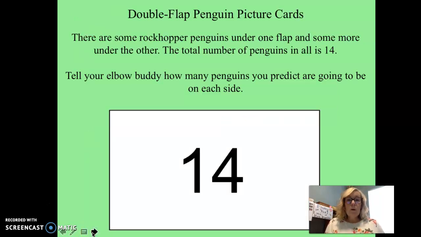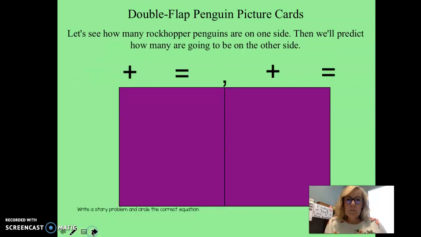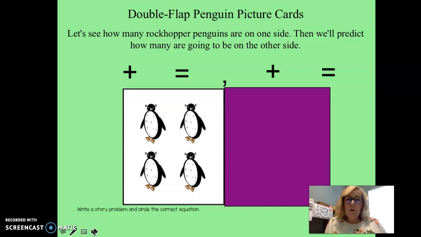Okay. We're going to use double flap cards again. Today they have pictures of penguins rather than dots. To start, we're using the number 14. Make a prediction. What number is going to be under our first flap? 4. 4 penguins, and we're trying to make 14.